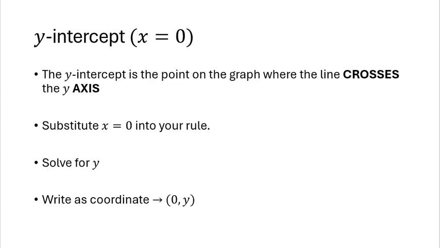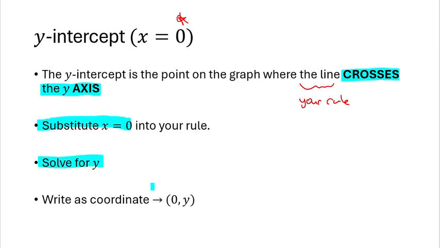Now the y-intercept. The y-intercept is the point on the graph where the line crosses the y-axis, and just remember the line meaning your rule. So just remember x equals 0. Substitute it, solve for y, write as coordinate 0, y.